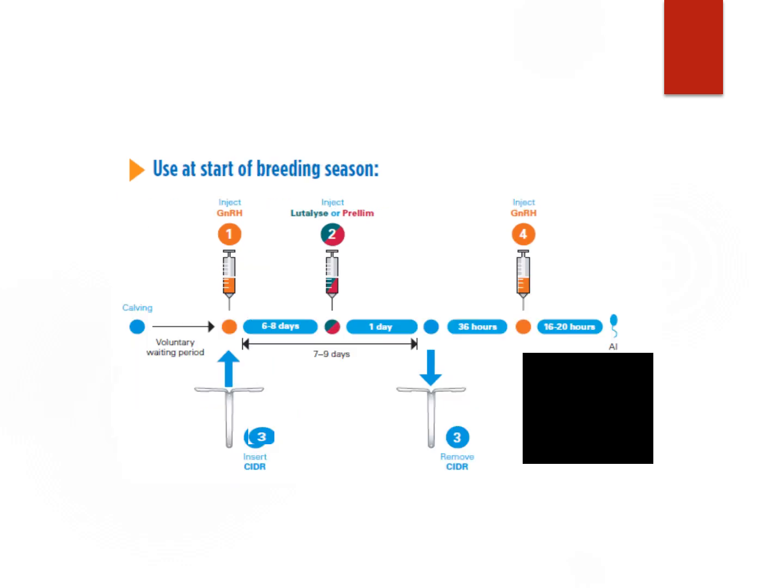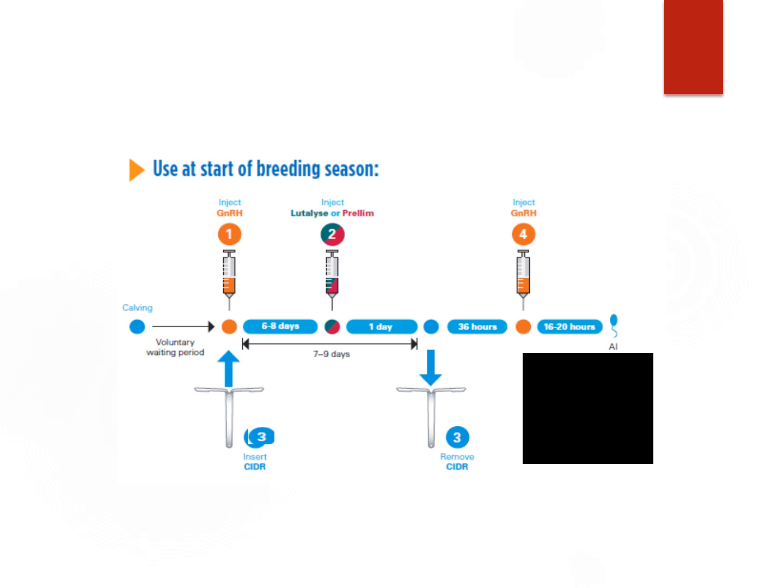Ovulation synchronization protocol is very beneficial when it is applied at the start of the breeding season. At the start of the breeding season or before it, almost all animals will parturiate, and after parturition we will wait for the voluntary waiting period, which is approximately 50 to 60 days, and after the voluntary waiting period we will apply the protocol randomly to all the animals, which is almost similar to the standard Ovsynch protocol with the use of CIDR for 7 to 9 days.